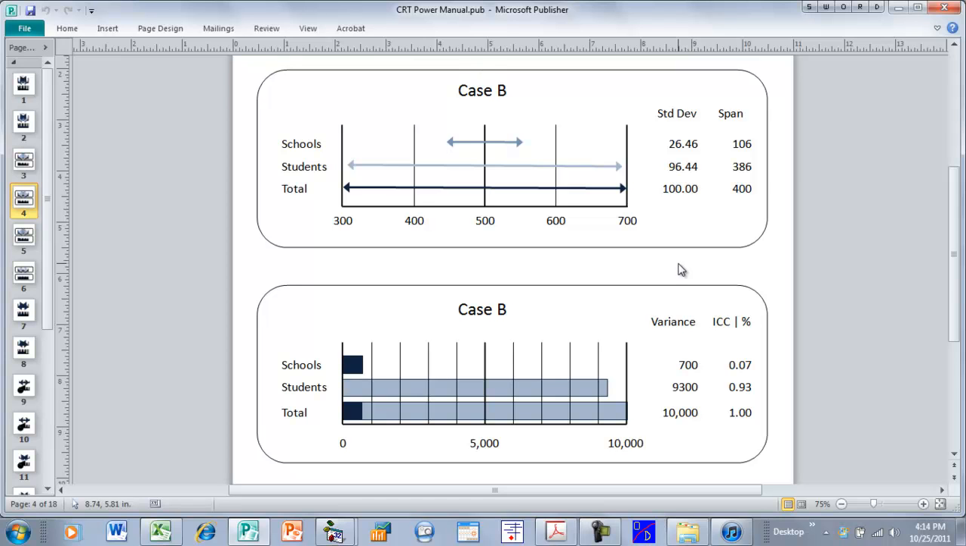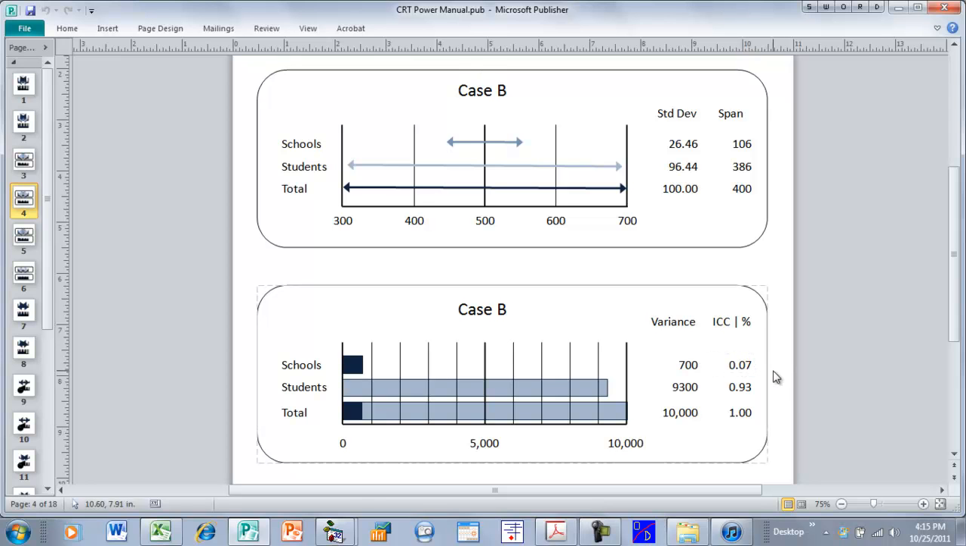One last point is that in some cases we might not have the ICC to begin with. We might actually be starting with some idea of what the span of the school means might be and what the span of the student scores within a school might be. Working from this and this, we can compute the ICC. If we know the span over here and we know the span over here, then we can compute this standard deviation and this one. If we have this standard deviation and this, we can compute this variance and this one. If we have the two variances, we can compute the total variance, and then we can take the proportions, so that we now have figured out the variance here is 700, the variance here is 9,300, the total variance is 10,000. 700 over 10,000 gives us the 7%, which is the ICC.